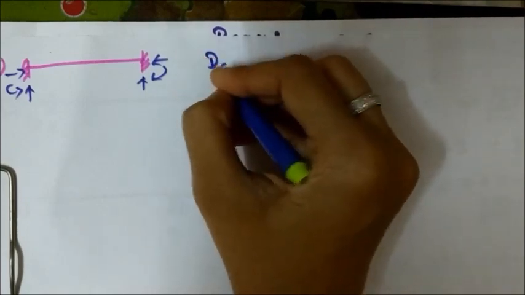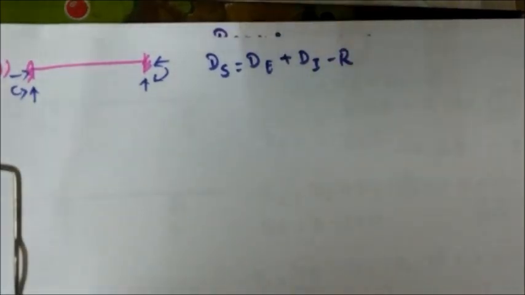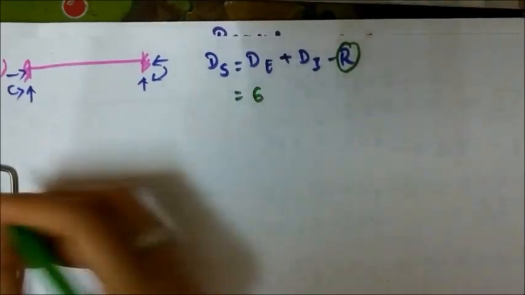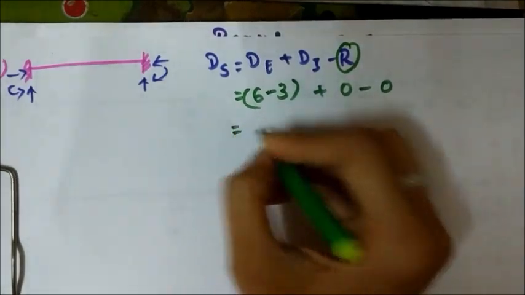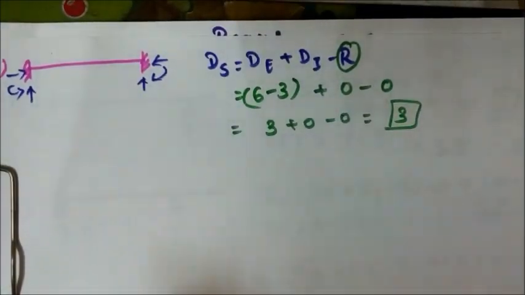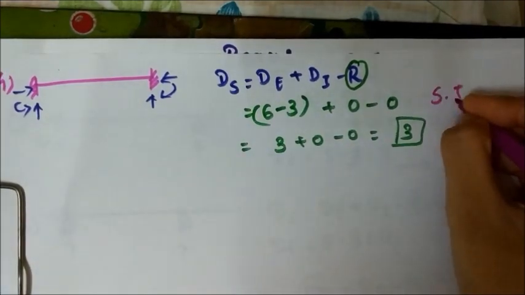For a better idea, let's take other examples, and I'm just taking a fixed beam, and we know that a fixed beam has 3 reactions. Okay, so let's just calculate. The basic equation is Ds is equal to De plus Di minus R. You can see I don't have any releases here, so the R value is 0, and De will be 6 minus 3, the basic equations, plus Di is 0 minus R is 0, and finally it is 3. So this beam is statically indeterminate up to the third degree.